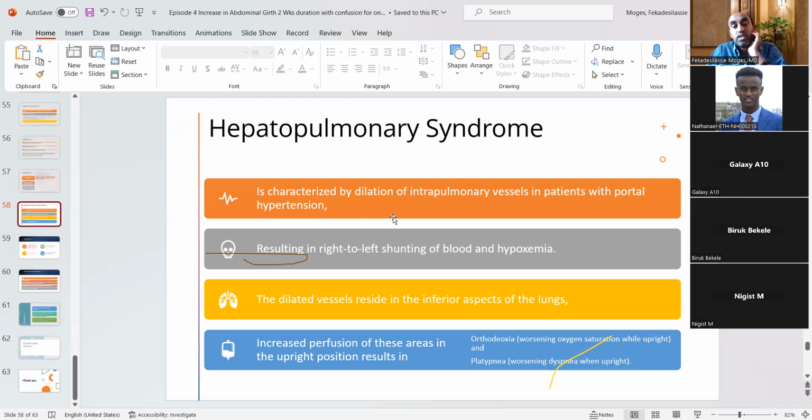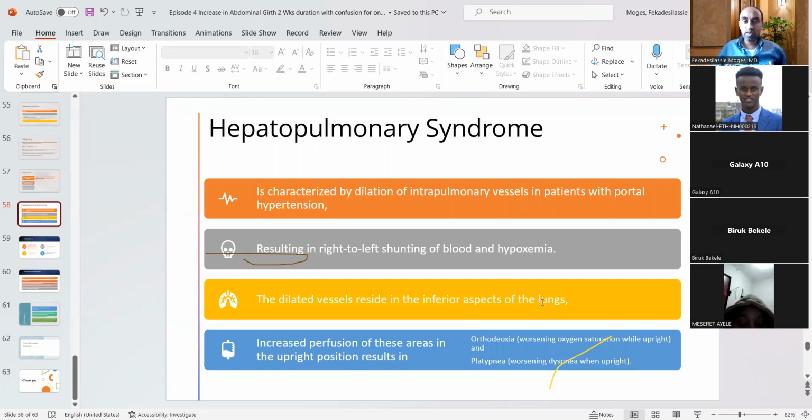Hepatopulmonary syndrome, we already talked about it. The mechanism is dilated intrapulmonary vessels in patients with portal hypertension, resulting in right to left shunting of blood and hypoxemia. The dilated vessels are located in the inferior aspects of the lung.